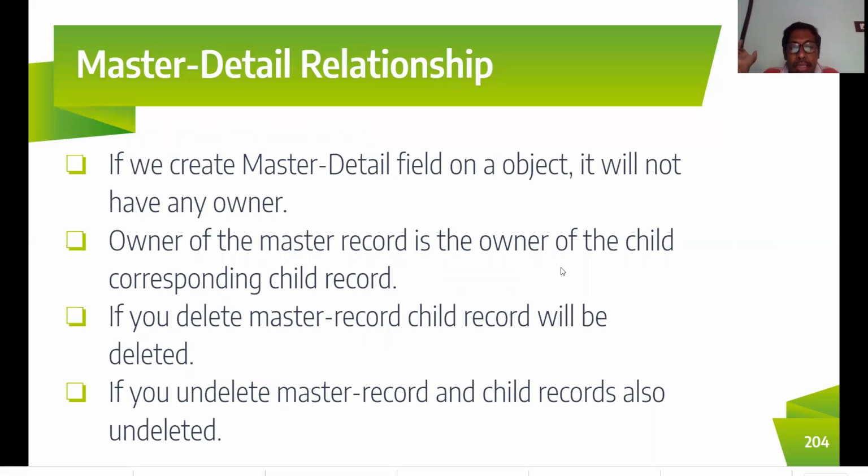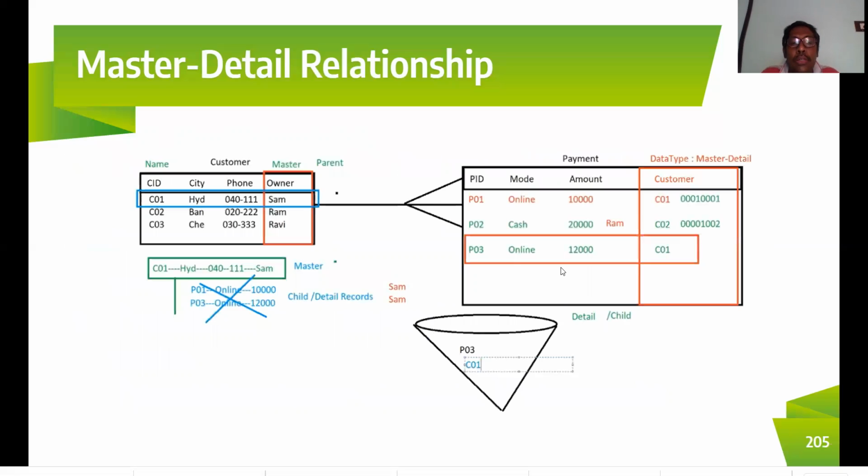Got it? If you delete the master record, the child record will also be deleted automatically. If you want to undelete the master record, you have to go to the recycle bin and you can restore it. It will be there for 15 days. You can also undelete. Got it? So now this is an example.